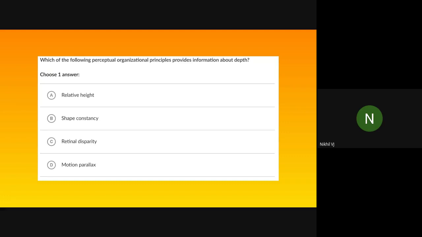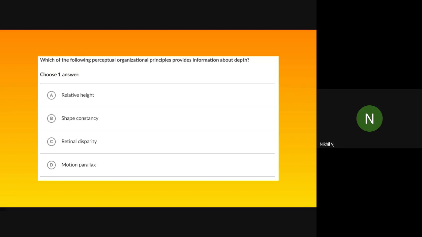Then we have shape constancy, which is the perception of the object's shape and our brain understanding that as not changing, even if it does visually. You can look at that in terms of a door closing. We know that the door is rectangular when it's closed, but when it's open, it doesn't appear directly as a rectangle and as that flat shape that we see when the door is closed. But our brain still understands that it's the same shape. So that's shape constancy. And the final principle is motion parallax, also known as relative motion.